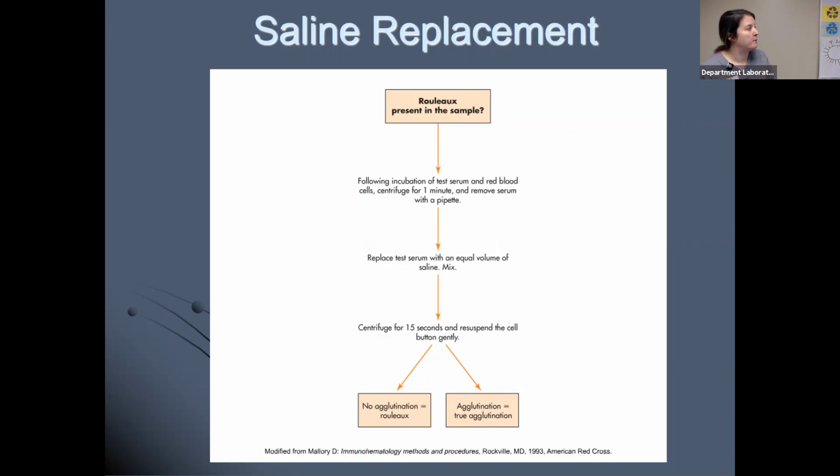And I took this from your textbook. It just kind of breaks down what's going on with the saline replacement. So you spin down those reaction tubes, remove that patient plasma, replace it with saline. If there's no agglutination remaining after your saline replacement, then you know it was rouleau. Otherwise, agglutination might still be there, right? So that antigen antibody complex has already occurred. The antigen is attached to the red cells. So we should still be able to see that agglutination.